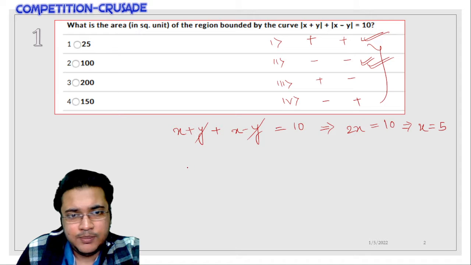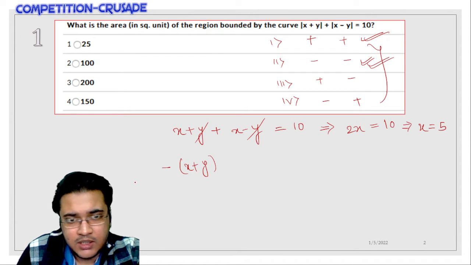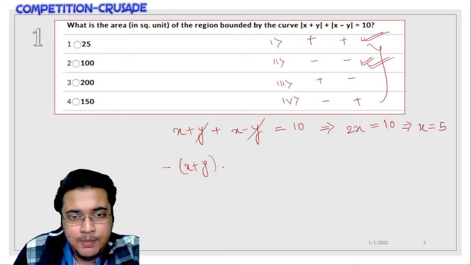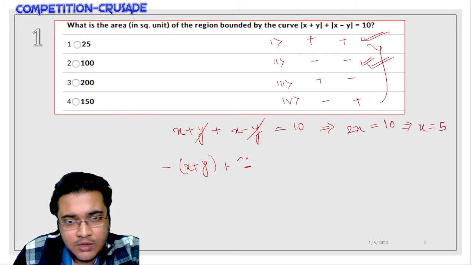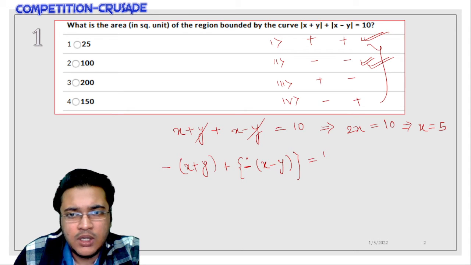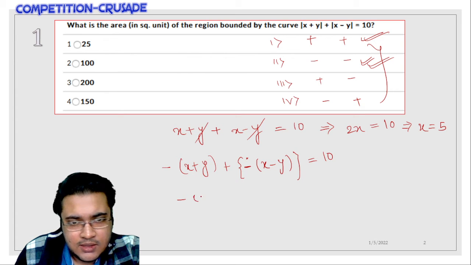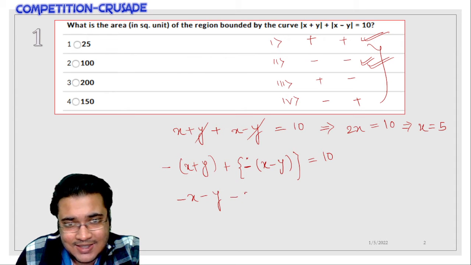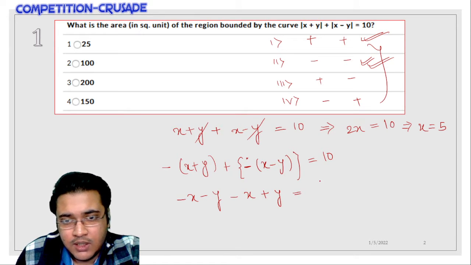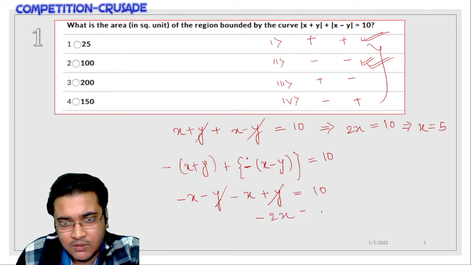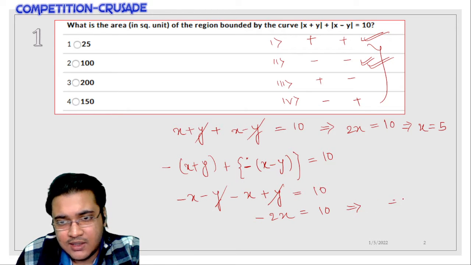Okay, so the second case will be x plus y. Now remember, there will be a negative sign, plus again the negative part will come out, which is negative, you can also try to write it like this: x minus y. Okay, if you are somebody who has some sort of a problem with mathematics, you can do it like that. So this will be minus x minus y minus x, and remember this is negative of negative, so this will become positive. Okay, is equal to 10. So you will see that y and y cancel, so minus 2x is equal to 10, or this implies that x is equal to minus 5.